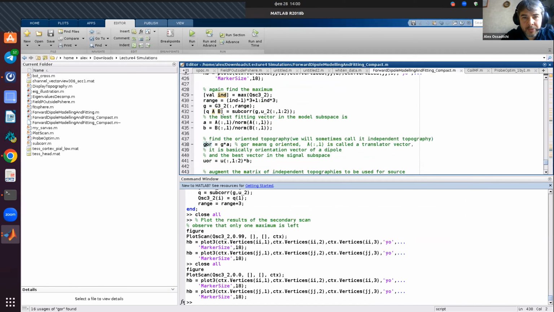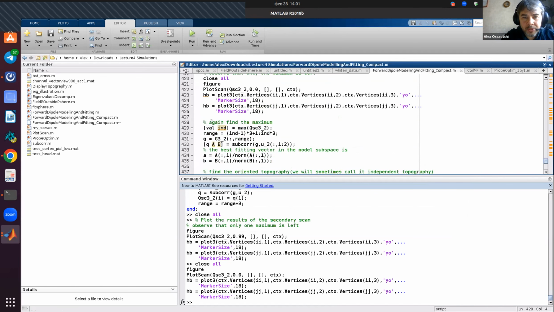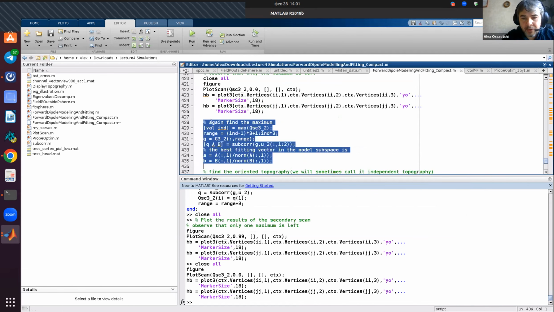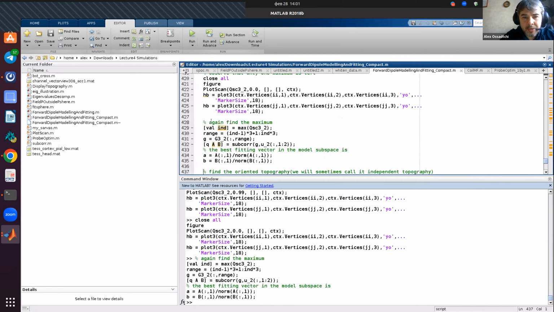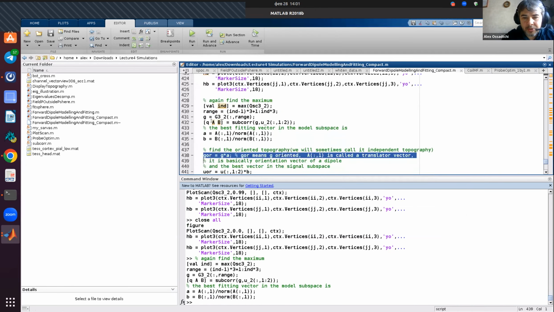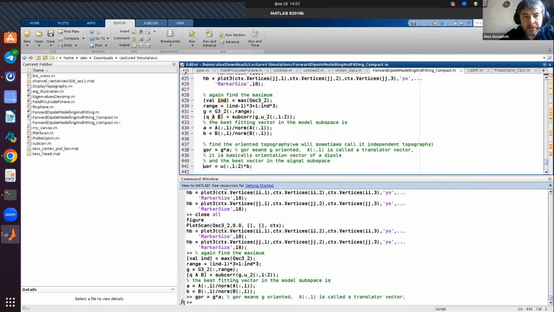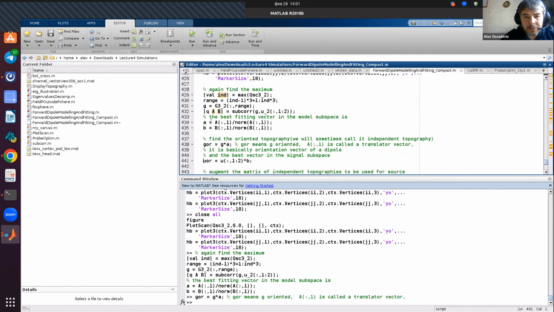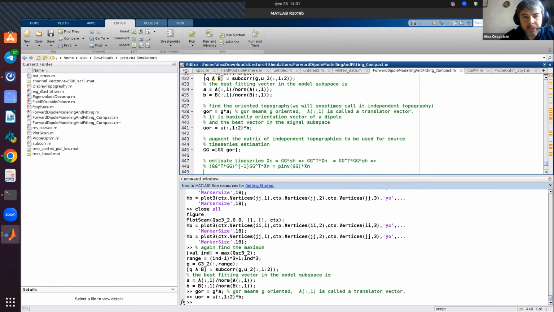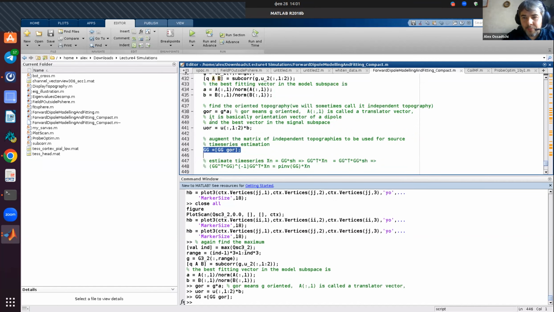You're again finding the maximum of the second guy, okay? You found the maximum, you found the subspace correlation, you found the orientations, and then find again oriented topography, and the best vector in the single space, but we don't need it. Okay, and then you add to your forward model matrix.